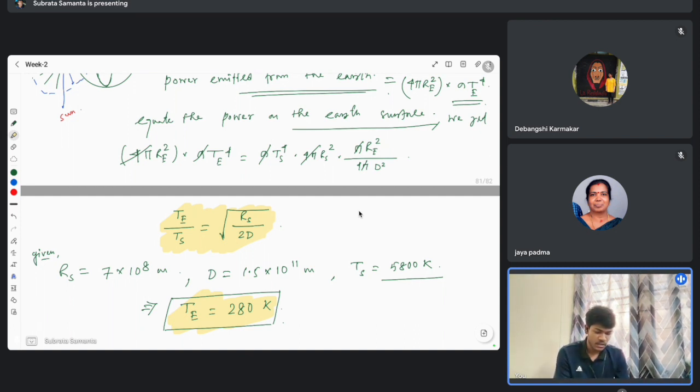Earth temperature is around 300 kelvins. So it's not bad. Even with these assumptions, that both are perfect black bodies, the result is still reliable. Okay, it's not bad. So the Earth temperature is around 300 kelvins.